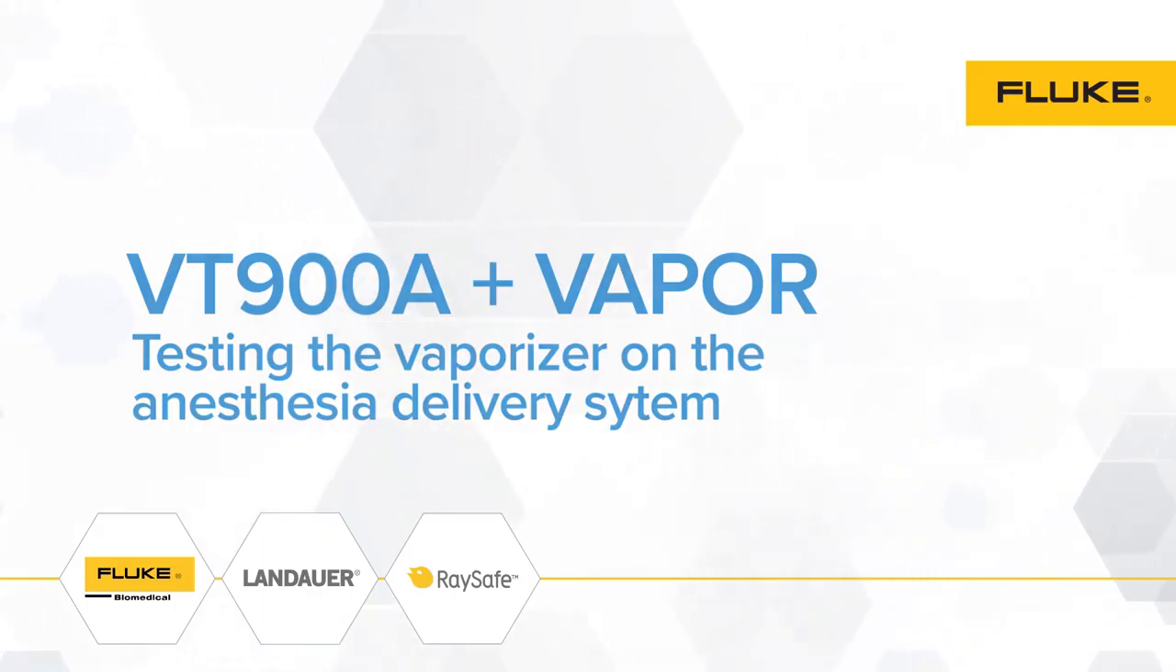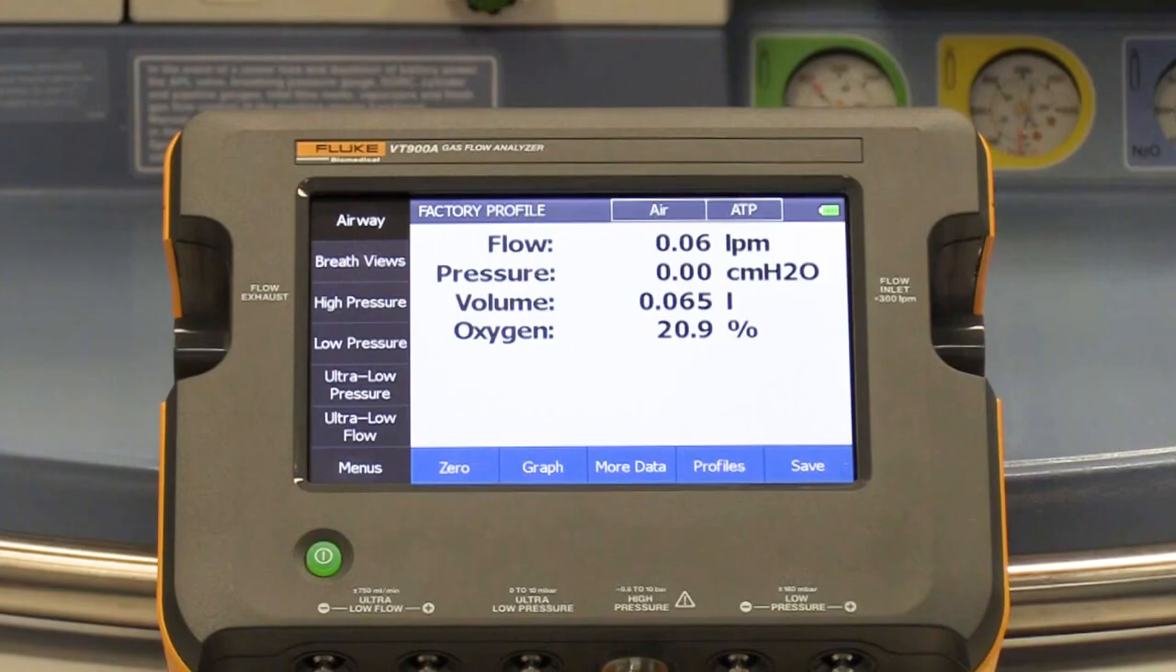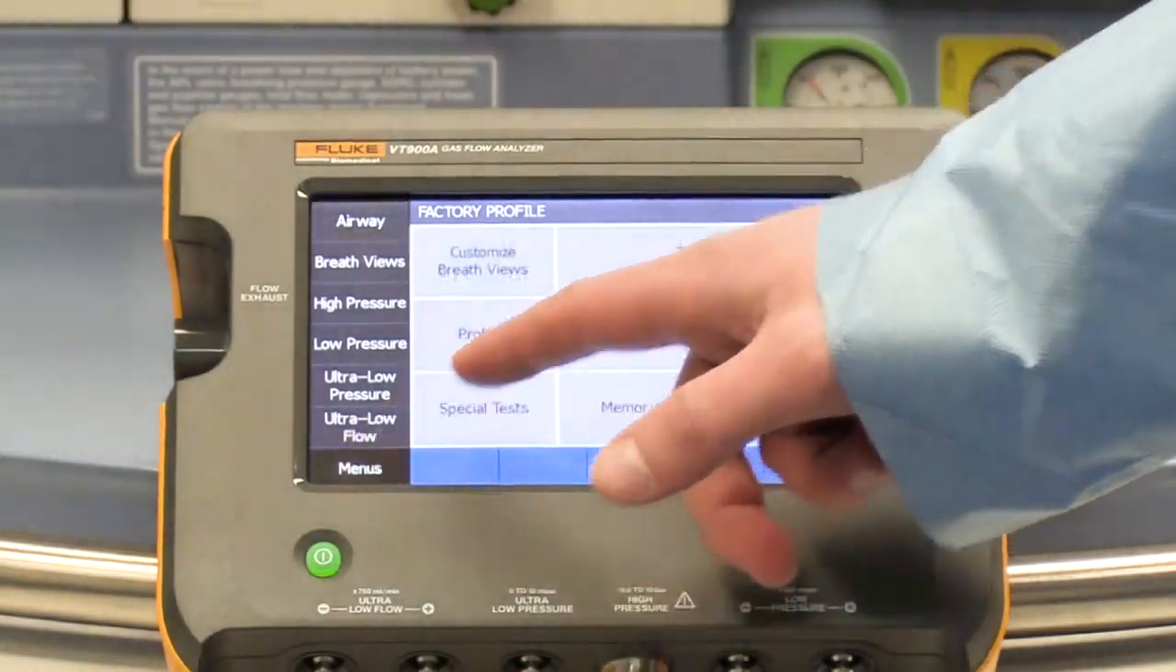The next component of the anesthesia delivery system we will be testing is the vaporizer. You will need to set up your VT900A prior to starting the anesthesia machine PM. Significantly reduce your setup time by setting up a test profile for your brand and model of medical device.